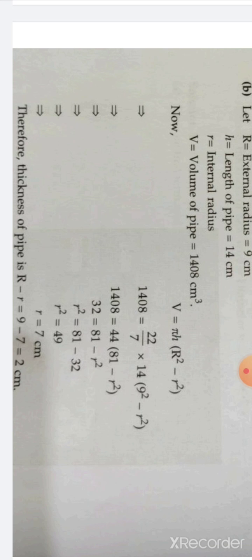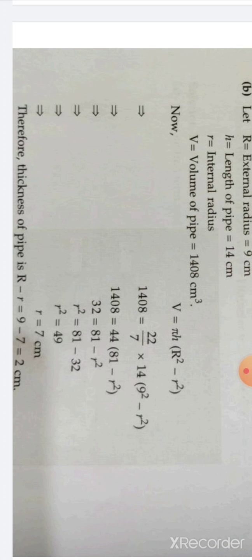9 square is 81 minus r square. By 44 we can divide on left hand side 1408. So we get 32. So 32 is equal to 81 minus r square. So we get r square is equal to 81 minus 32. R square is equal to 49. So r is equal to 7 centimeter by taking square root.